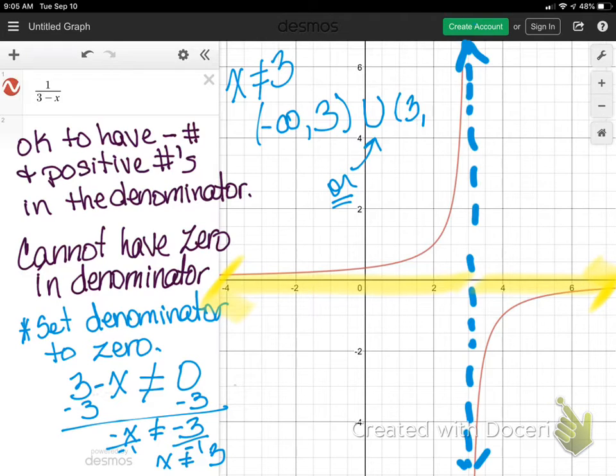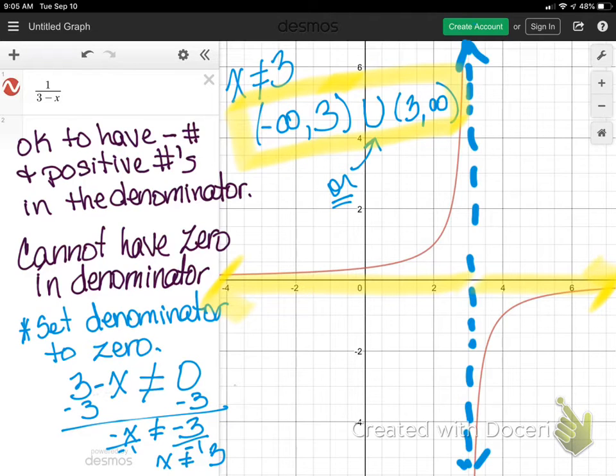Infinity, positive infinity. Okay. So my answer to this is this right here. This is my answer. That's what I'm looking for. I am looking for my domain in interval notation. Okay?